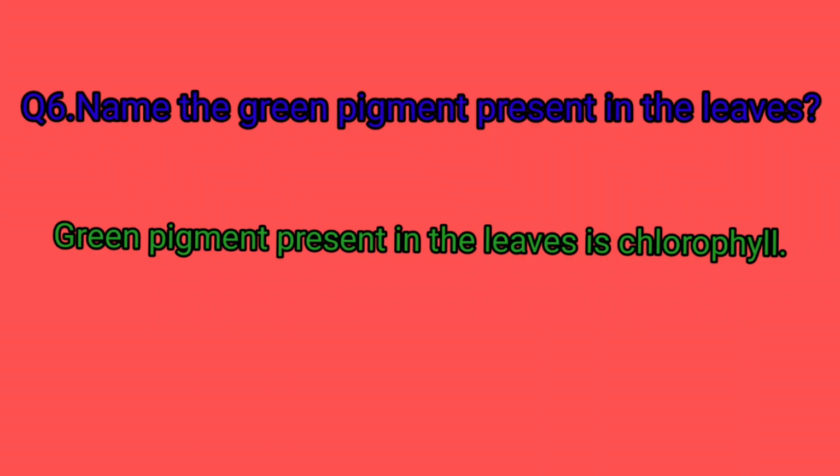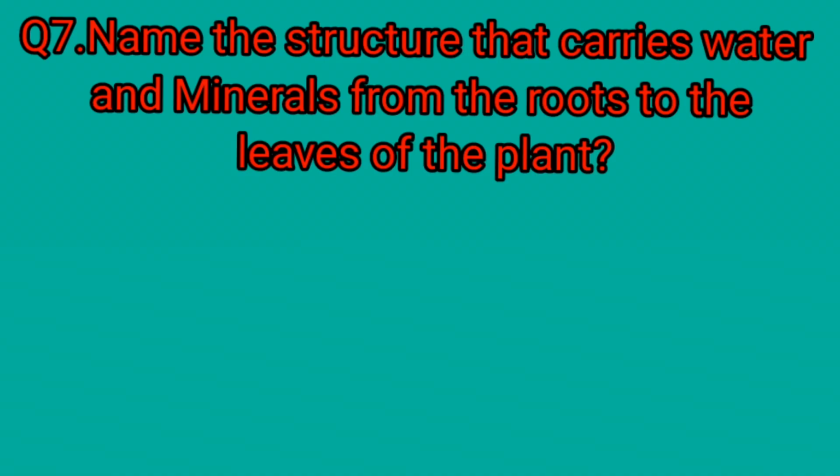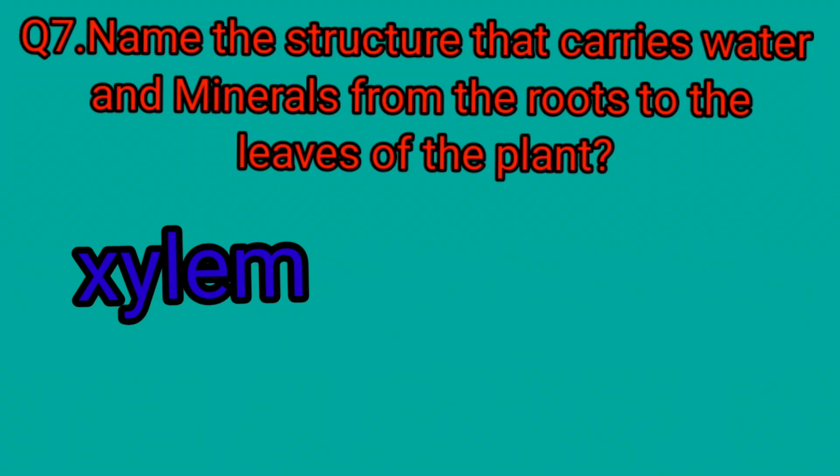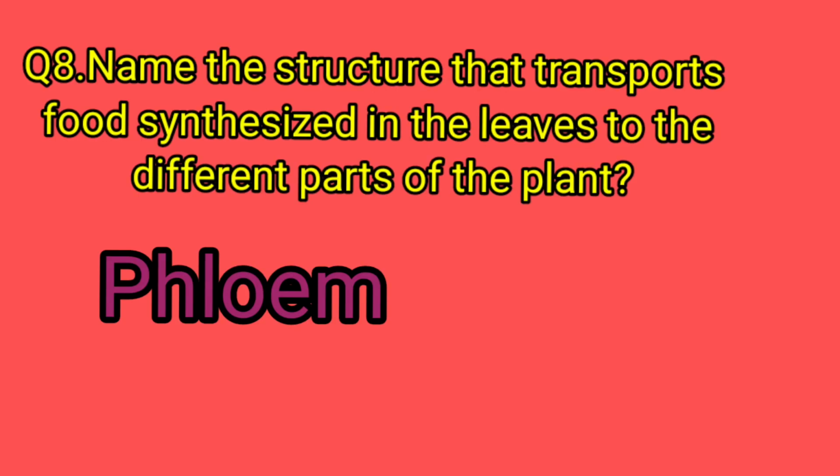Name the green pigment present in the leaves. Green pigment present in the leaf is chlorophyll. Name the structure that carries water and minerals from the roots to the leaves of the plant. The answer is xylem. Name the structure that transports food synthesized in the leaves to the different parts of the plant. Answer: phloem.